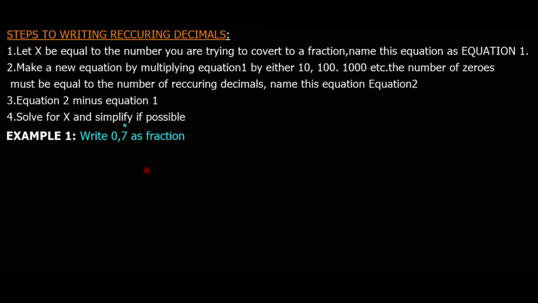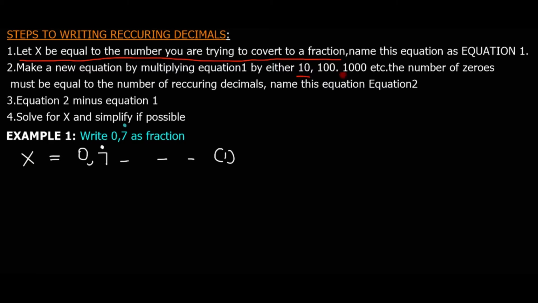So let's look at step number 1: let x be equal to the number you are trying to convert to a fraction. Because I am trying to convert 0.7 to a fraction, in step number 1, x is equal to 0.7. So that is step number 1 based on these steps, and then we rename this equation as equation 1.